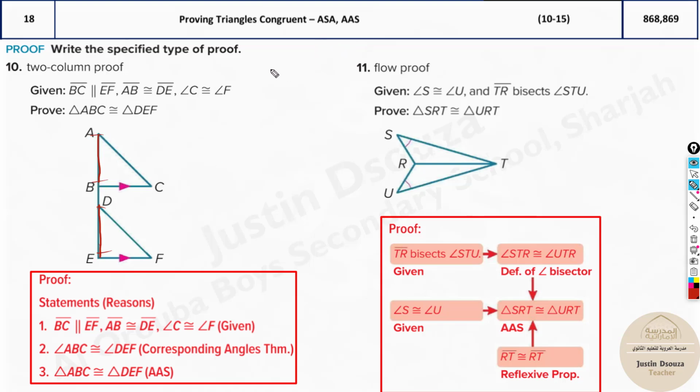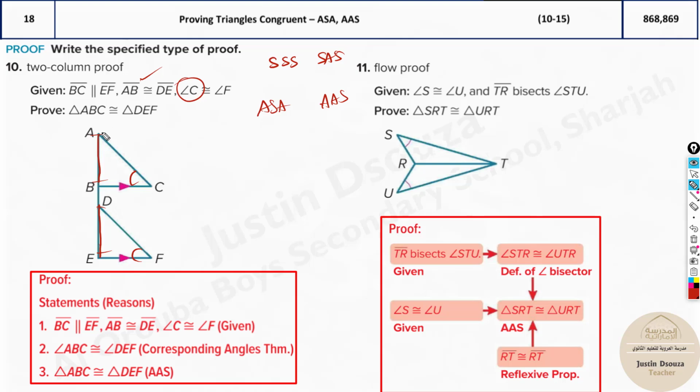Now look here. We don't use SSS or SAS like in the 16th question. Here we are dealing with ASA and AAS, so we are looking for two angles and only one side. One side is done, so don't worry about any other sides. Now let's look into the angles. They have already given that angle C is congruent to angle F. We have one more angle that we need to prove. It's either this or this.